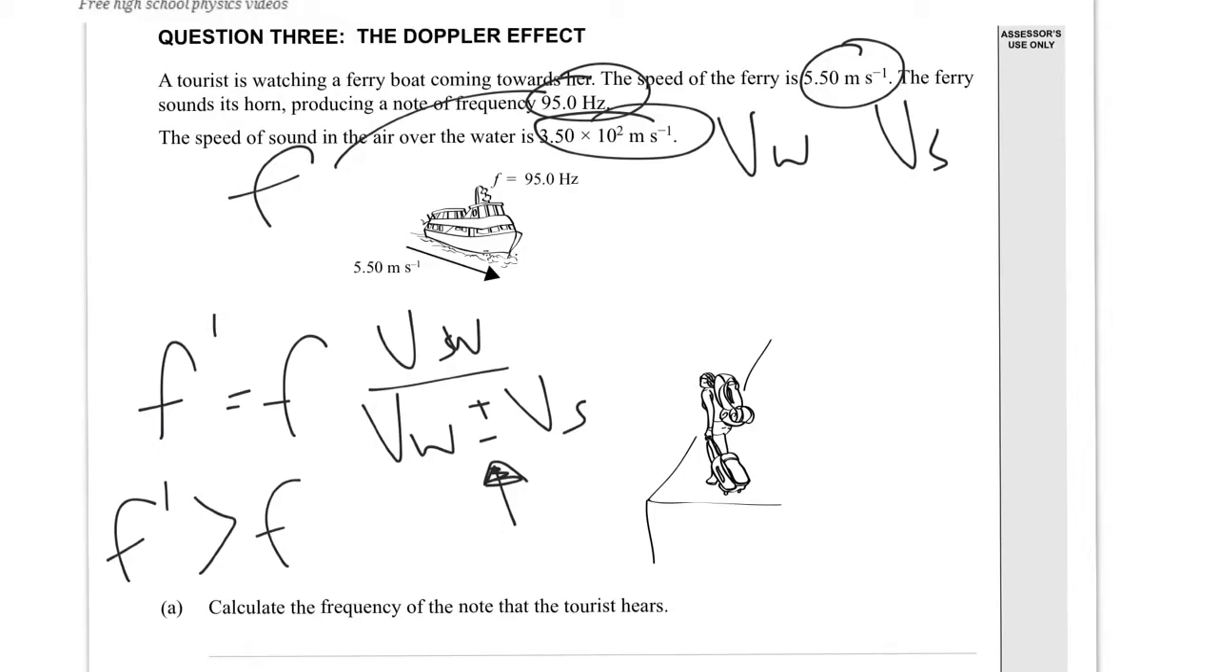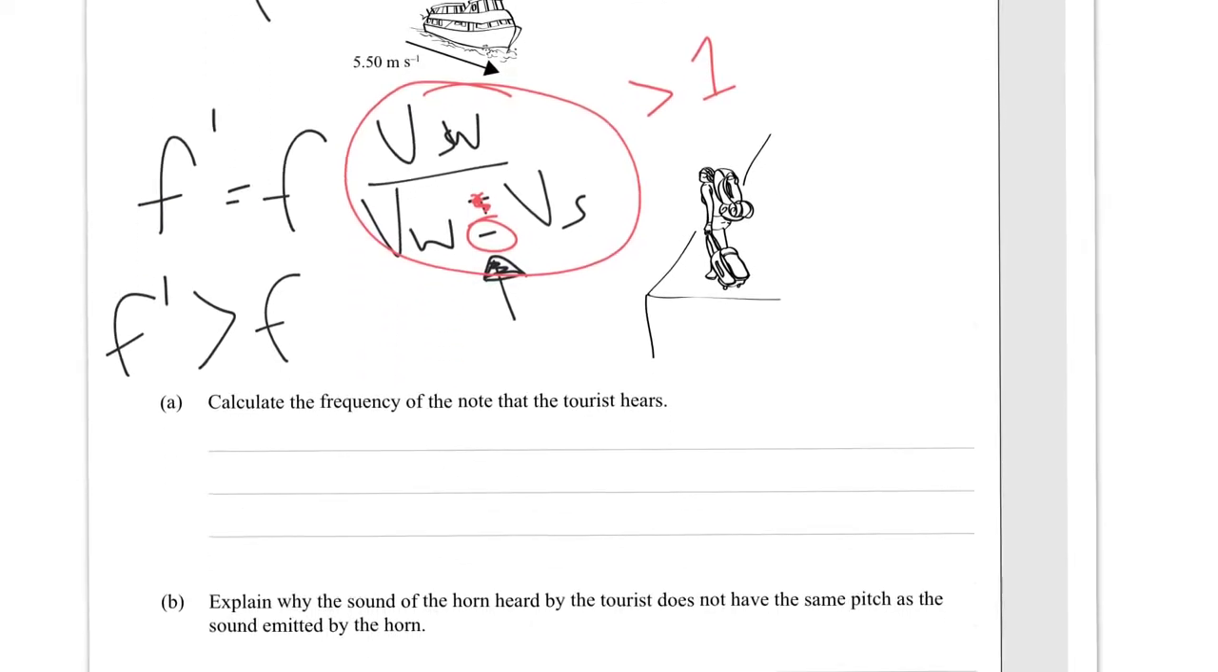For that to happen, everything in this bracket must be greater than 1. If it's greater than 1, then you're multiplying something greater than 1 by f to get f', which is greater than f. So it makes sense. For that to be greater than 1, the top has to be greater than the bottom, so it's going to be minus: Vw minus Vs. Plug those numbers in, do your calculation, you'll get an answer.